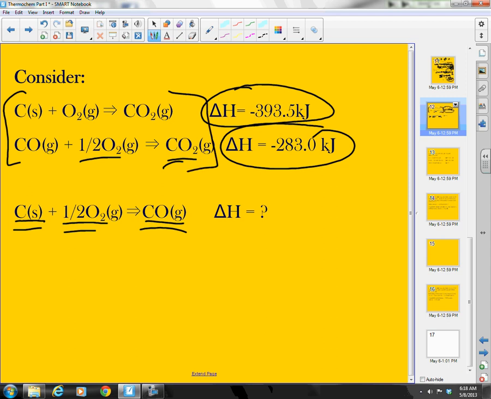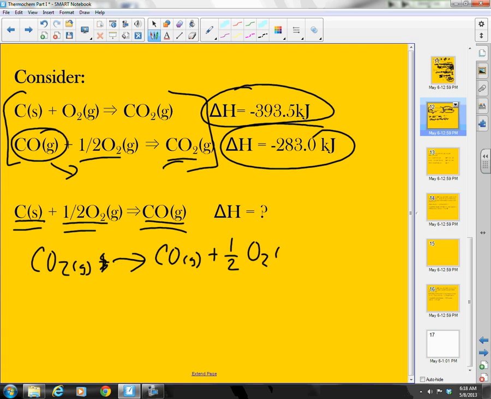Now, when I analyze this, do either of these make carbon monoxide? The answer is no. Here's what I do see. I see carbon monoxide here, right? Okay. It's on the wrong side, so I want to rewrite this and put it on the right side. So I'm going to go CO2 gas. We always have to watch our states, correct? And that's going to go to CO gas plus 1/2 O2 gas.